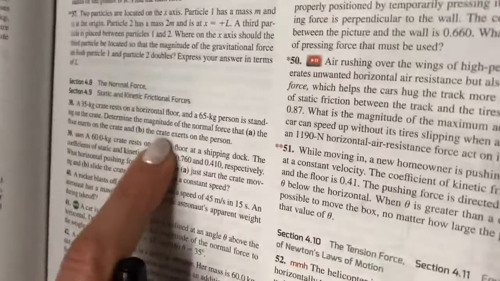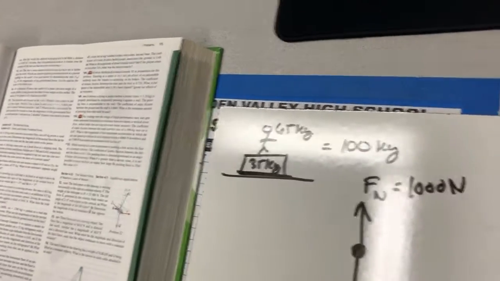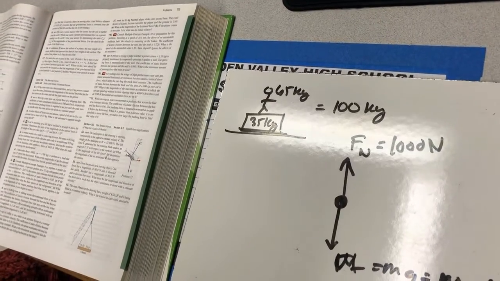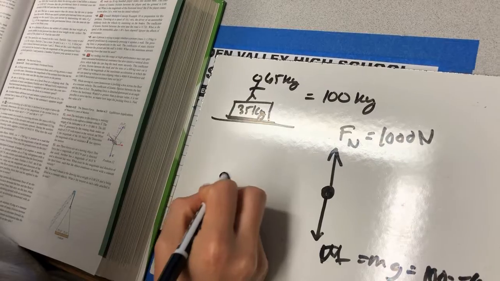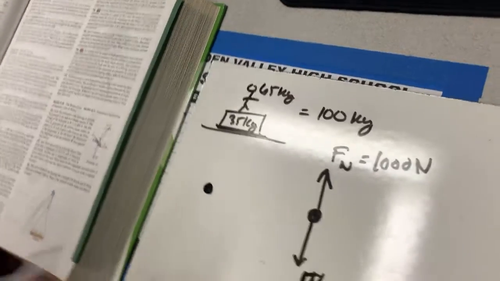And that the crate exerts on the person. Okay, now this is different here. Okay, so how do we do this one? Well, now we got the person. I want to focus on the person now. So here we go.